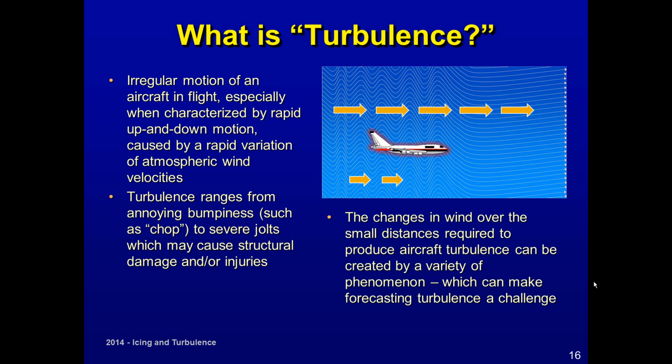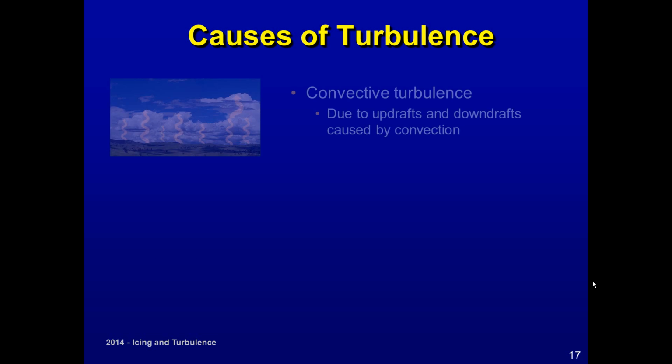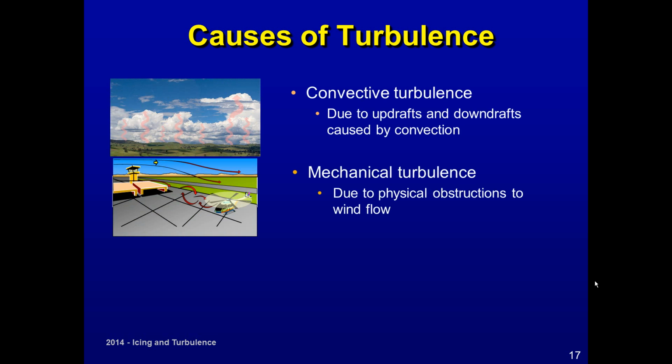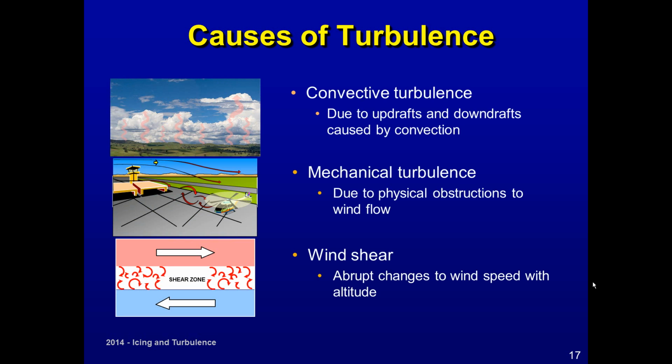The changes in wind over small distances required to produce aircraft turbulence can be created by a variety of phenomena, which can make forecasting turbulence a challenge. There are three basic causes of turbulence. There is convective turbulence, which is due to updrafts and downdrafts caused by convection, such as with thunderstorm activity. There's also mechanical turbulence, which is due to physical obstructions to wind flow. And there is wind shear. Wind shear is the abrupt change in wind speed with altitude.